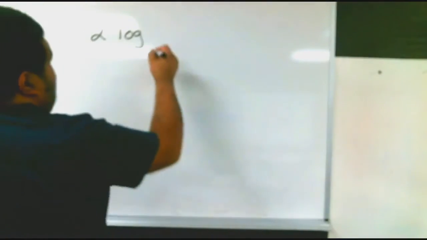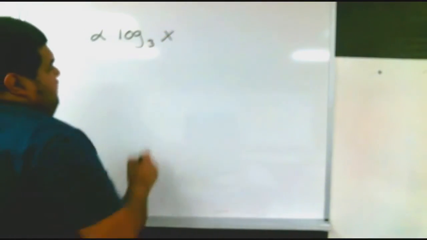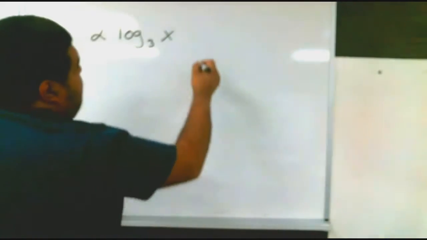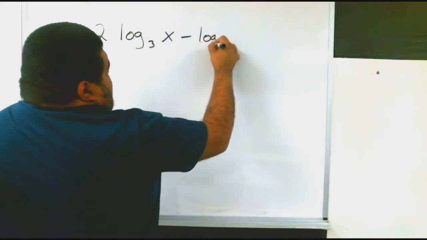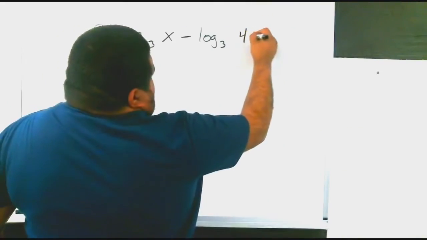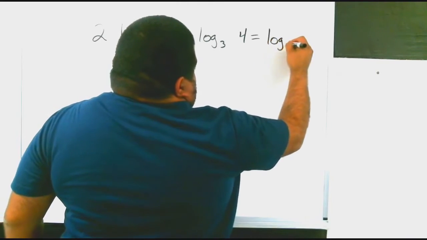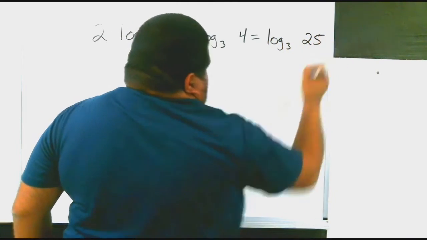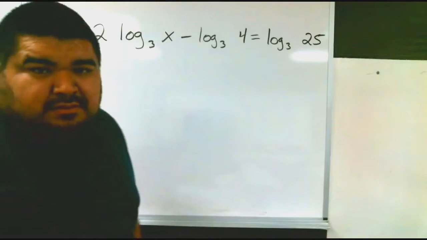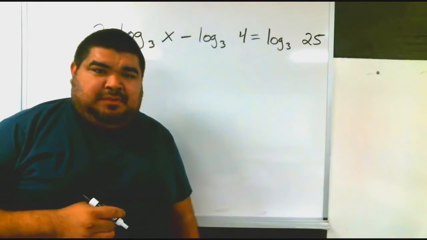All right, so here's the example for today. We have 2 log of 3x, minus log of 3, 4, equals log of 3, 25. Okay, that's the problem for today.